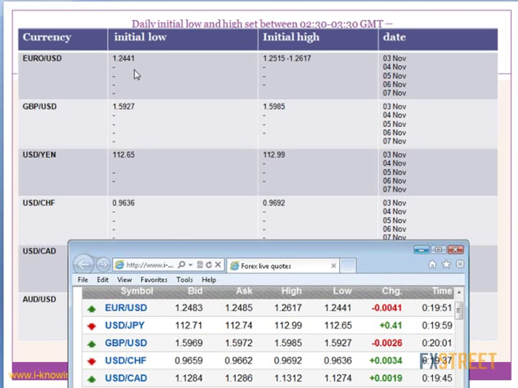These are all the initial lows and the highs set today. So Euro formed 1.2441 and the high was 1.2515, and GBP 1.5927 and 1.5985. Just because Euro has come below the psychological level of 1.25, people might think, okay, we can buy, but it might go down further. Then probably once strong support is seen, then we'll try to buy it. That's the feel they will try to develop.